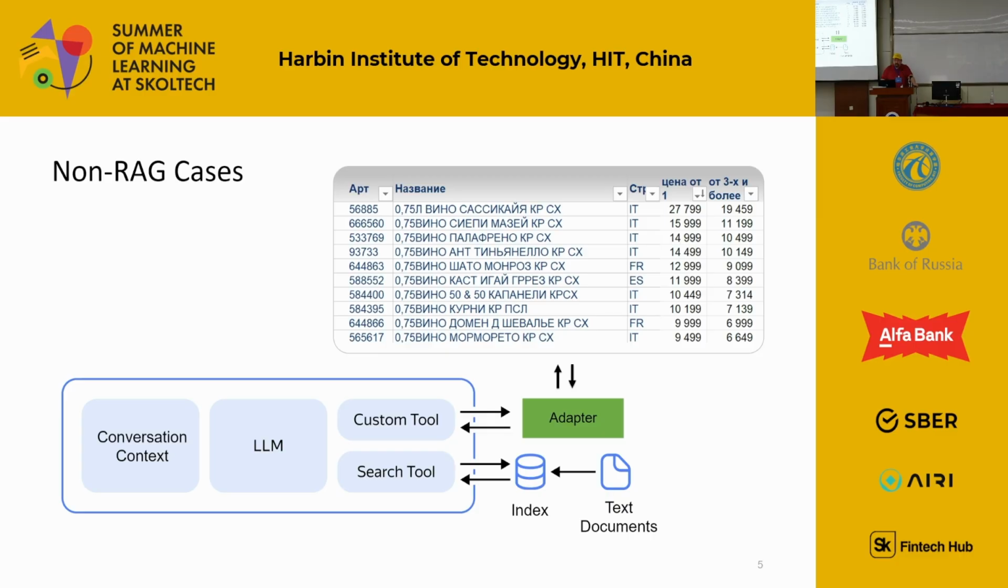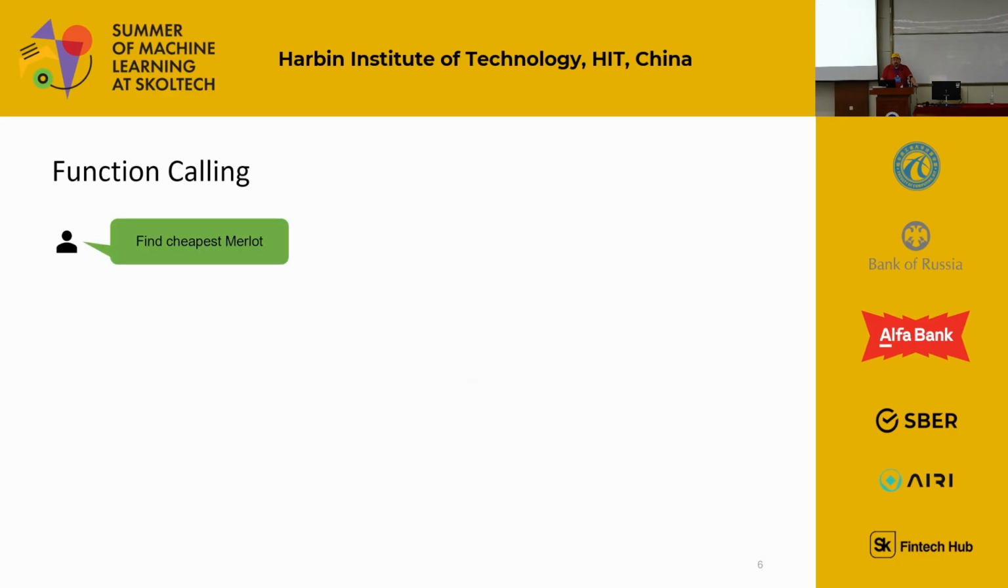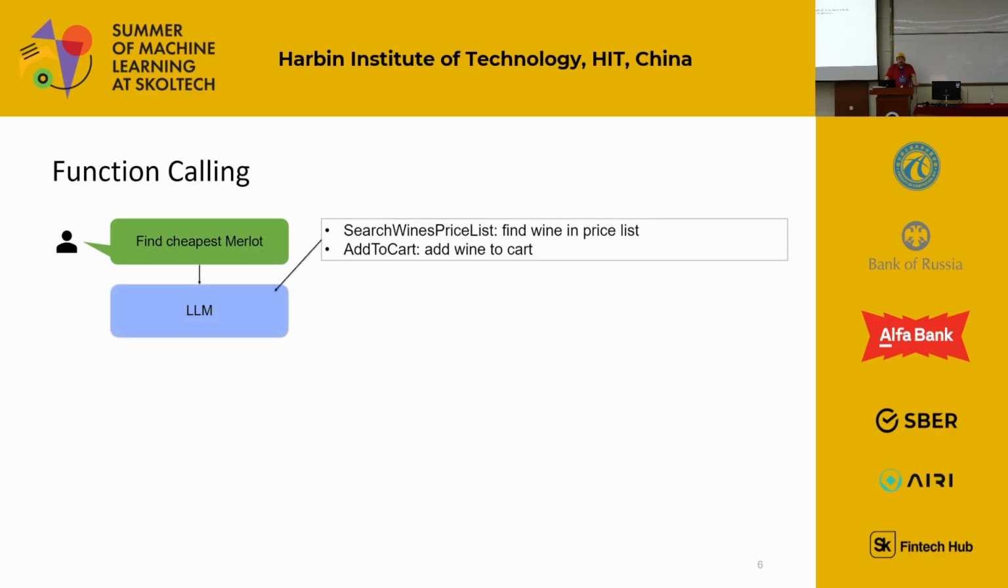So now let's talk about function calling. Suppose I want to add this kind of functionality to handle the wine price list. How does function calling work? Suppose a user says, I want the cheapest Merlot available. What happens next? I pass this to the LLM, and I also pass to the LLM the list of possible functions that it can call. So I say, okay, there is a special function, search wines price list, and there is a function, for example, to add wine to shopping cart. If you want to call any of them, please feel free to do so. And then the LLM figures out whether it wants to call a function or not.